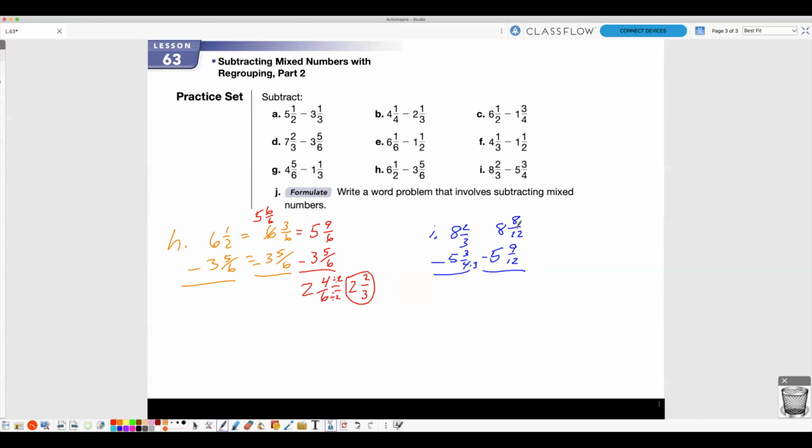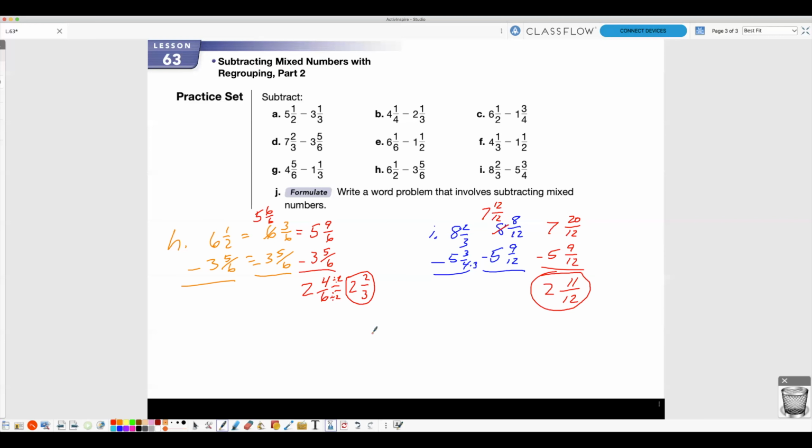If I was going to subtract that, I have to recognize that I have to regroup this. So I now have 7 and 12/12. 12 plus 8 makes 20/12. So that'd be 20/12, and that whole number was 7 minus 5 and 9/12. So now I have 20 minus 9, which equals 11, and that would be 12, stays the same, and this would be 2. 2 and 11/12.